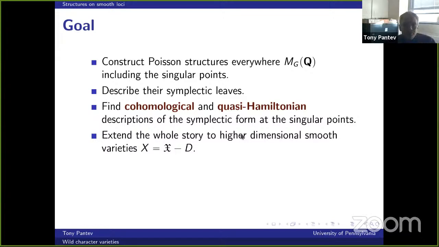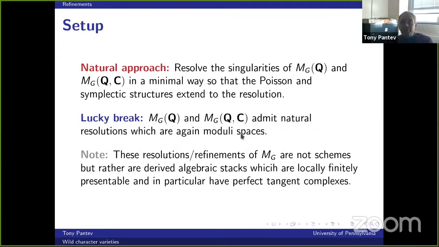Okay, so this is the goal. And the approach, of course, is to resolve the singularities. And you want to resolve the singularities in a minimal way so that the Poisson and the symplectic structures extend to the resolutions.